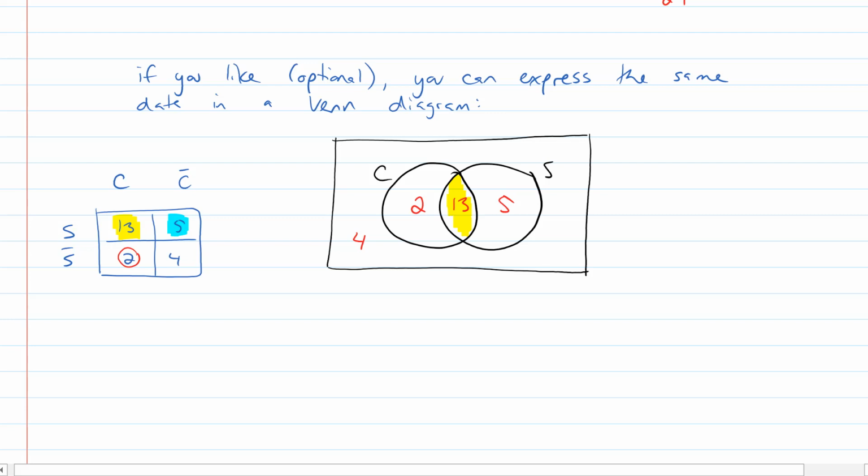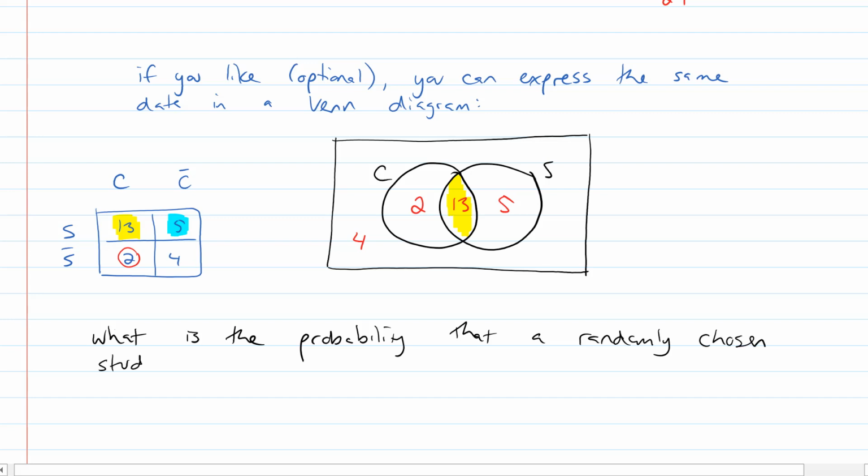So let's do some follow-up questions. For example, we could calculate things like, what is the probability that a randomly chosen student likes coffee?